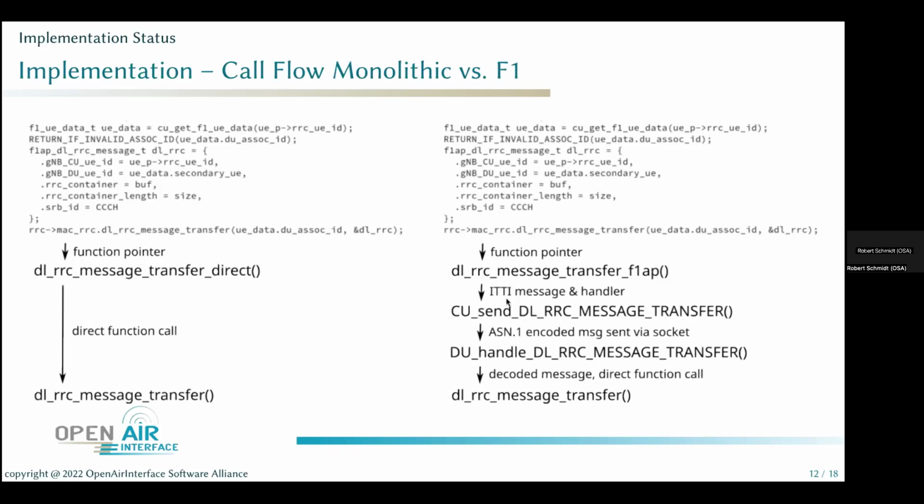So for those who know, this is an ITTI message which we send from this function, and then eventually it will end up in a function called CU send downlink RC message transfer. This function actually will encode this message into ASN.1. So this is basically a format that is specified by 3GPP in order to ensure interoperability between DUs and CUs of different vendors.